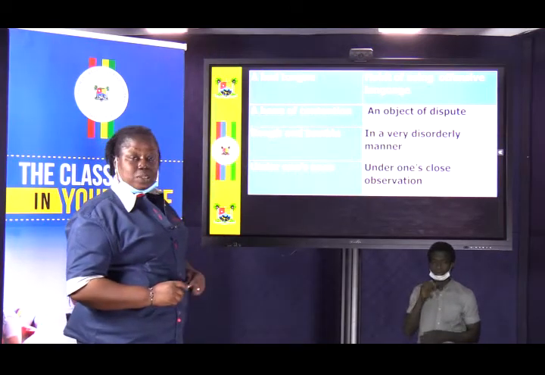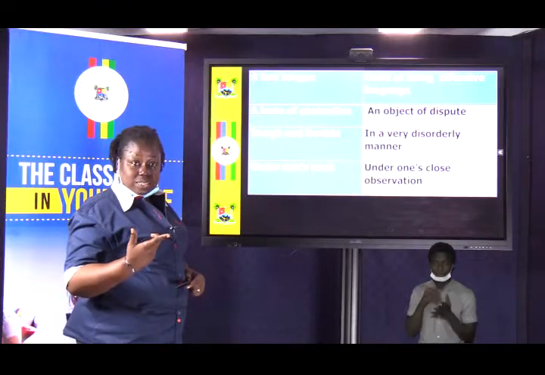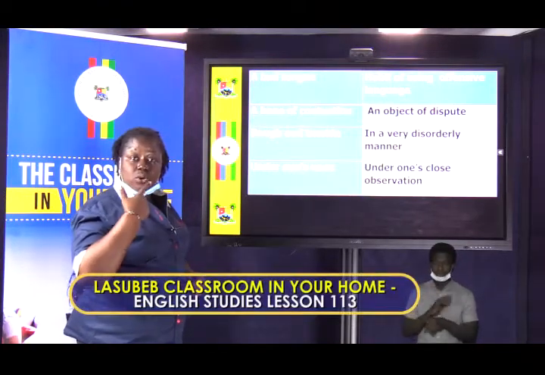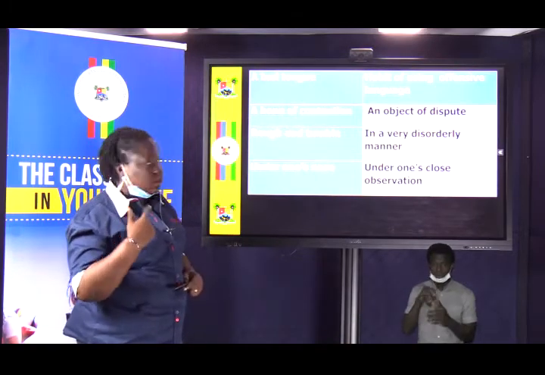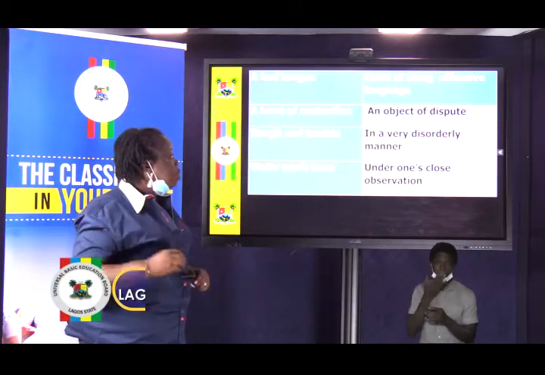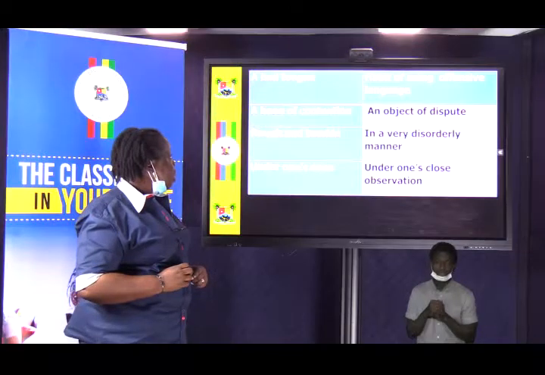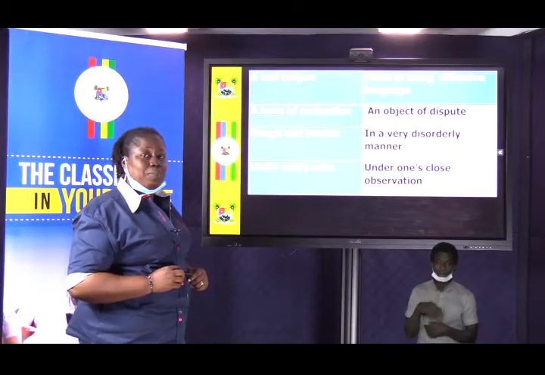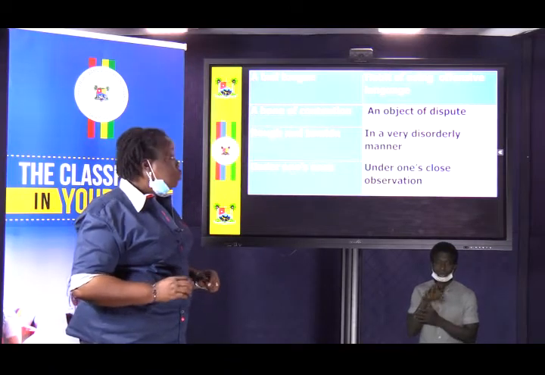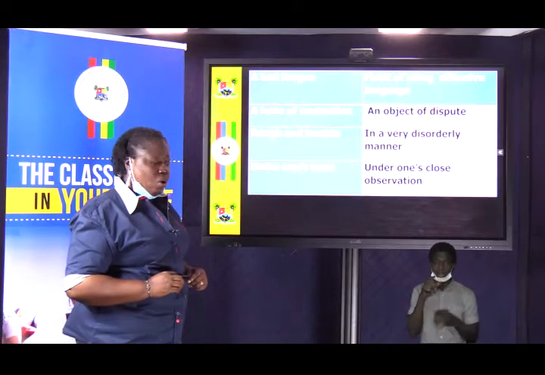Another expression is a bad tongue. If you are to interpret it word for word, it will not make sense. It will not be meaningful because there is no tongue that is good, and no tongue that is bad. But as an idiomatic expression, a bad tongue means a habit of using offensive language. They say, Kolapo has a bad tongue. That means Kolapo is in the habit of using offensive language. Are you with me? Okay.